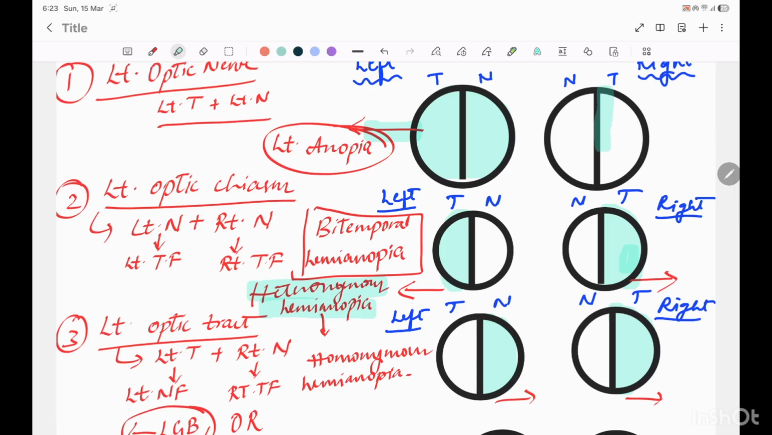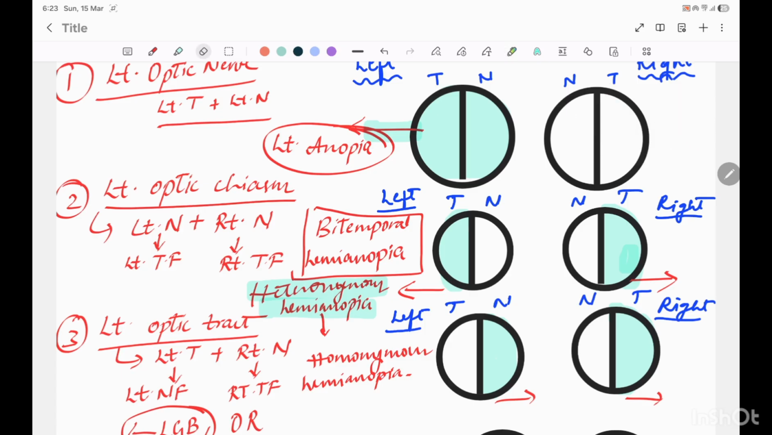And one more thing I have to discuss is, what if the visual field loss is just like this? What do we call this? This is called quadrantanopia. Okay, so this is called quadrantanopia. This is just for an illustration.